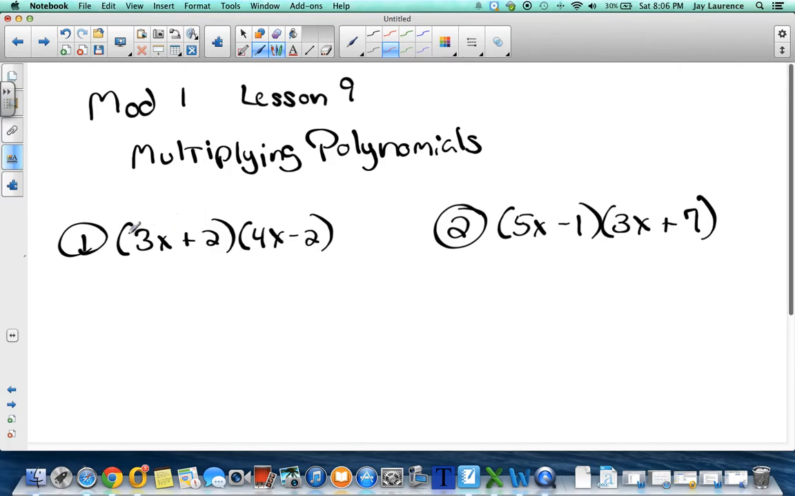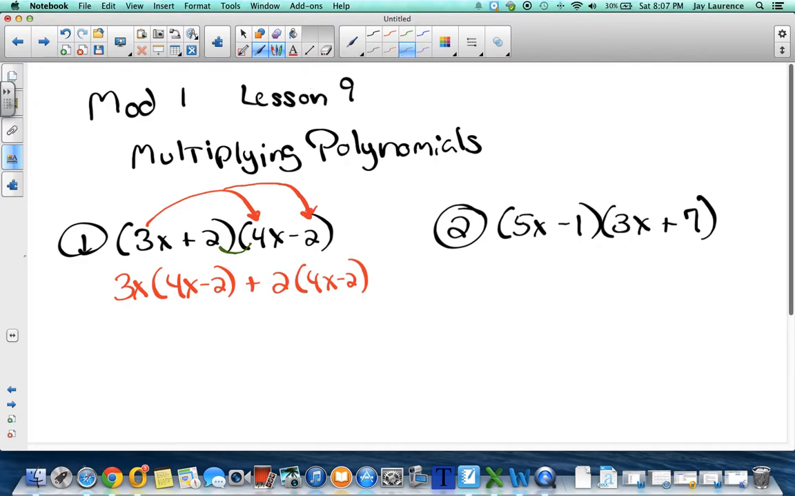But what I'm going to do is take this quantity of 3x plus 2 and multiply it by the quantity of 4x minus 2. And I'm going to break it up into two problems. See this plus sign? I'm going to break it up. I'm going to go 3x times the quantity of 4x minus 2 plus 2 times the quantity of 4x minus 2. See, I'm actually just distributing. I'm multiplying 3x by the whole quantity, and then I'm going to multiply the 2 by the whole quantity. I broke it apart as two problems so you could see what was happening.